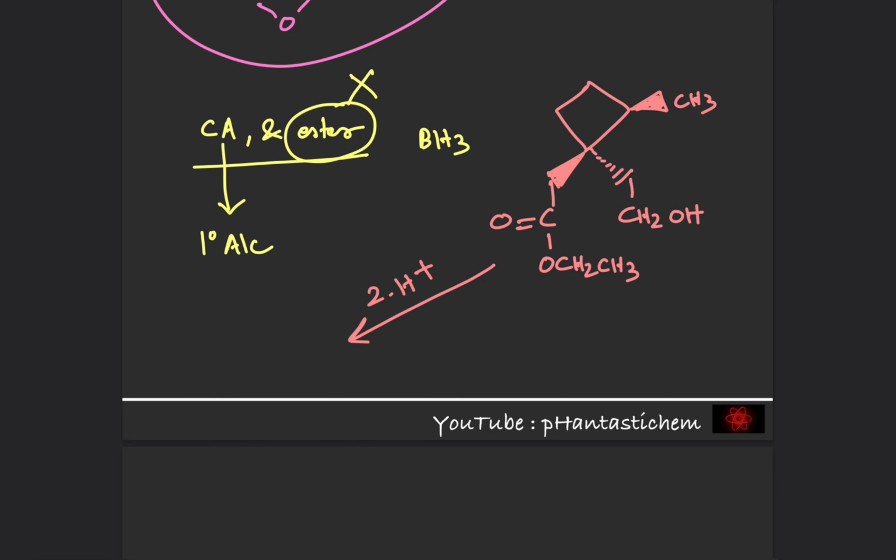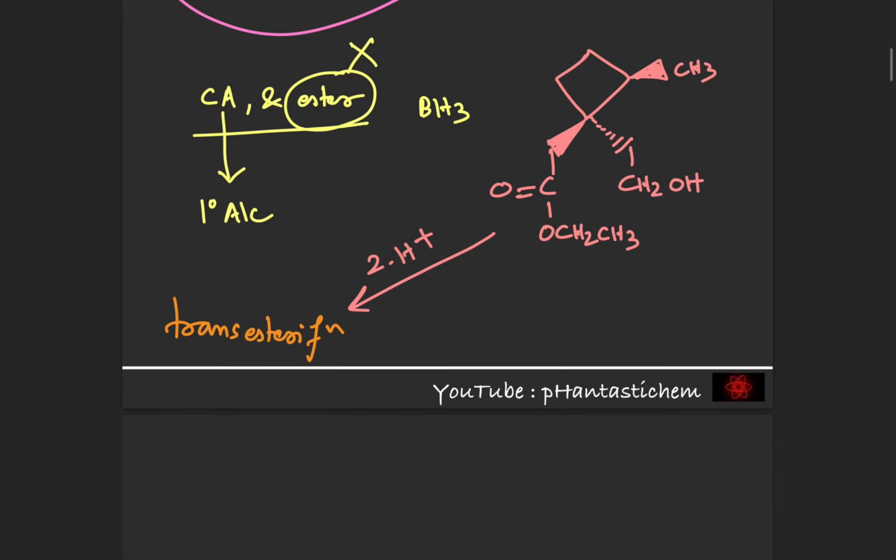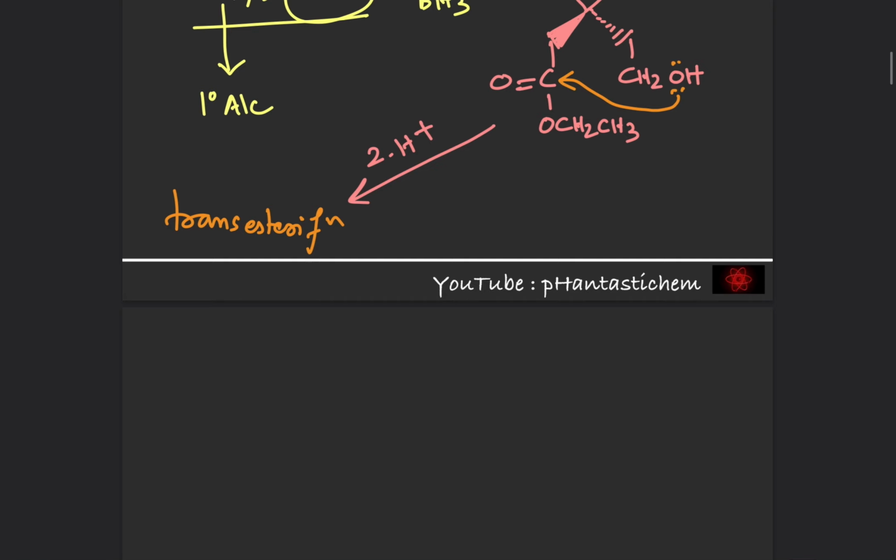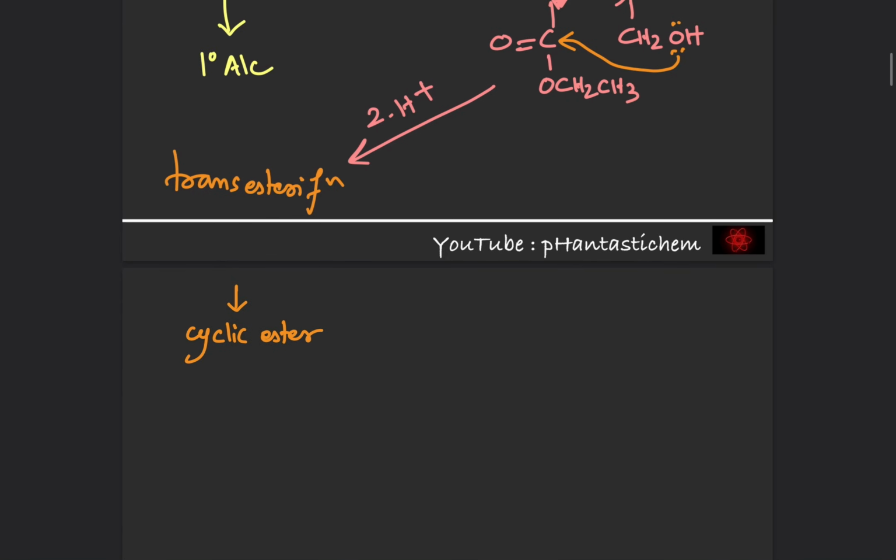Okay. Now this compound is subjected to the second reagent, that is H plus. Remember, when alcohol and ester are on the same molecular chain, they react with each other in an acid catalyzed process called trans-esterification. In this, the alcohol group attacks the ester's carbonyl carbon, that is, this O will attack this carbon, forming a cyclic ester. So in the end, we will again get a cyclic ester, which we know are known as lactones.